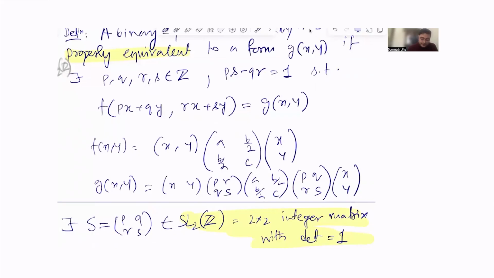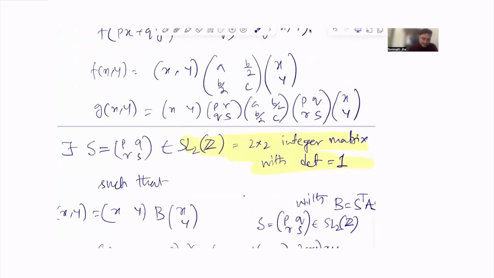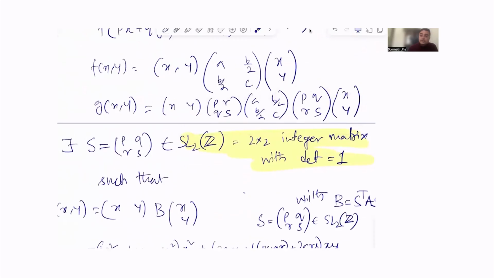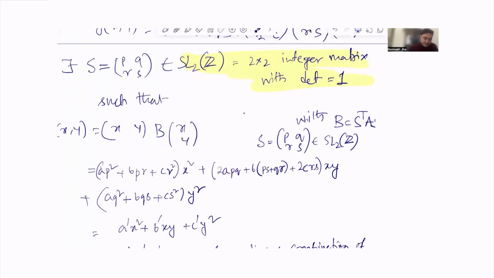They are said to be equivalent if the matrix of g is QᵀAQ, where Q = (p, q; r, s) has integer entries and ps − qr is 1. So Q is a 2 by 2 integer matrix of determinant 1. Then they are said to be properly equivalent, a term due to Gauss. And then the corresponding form looks like this.